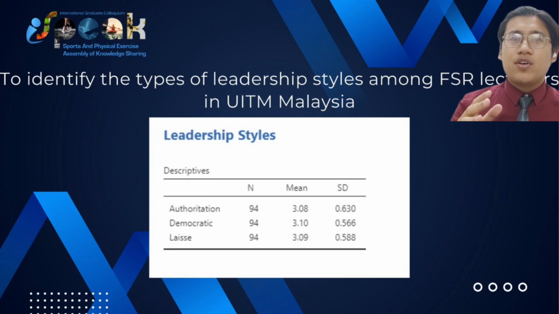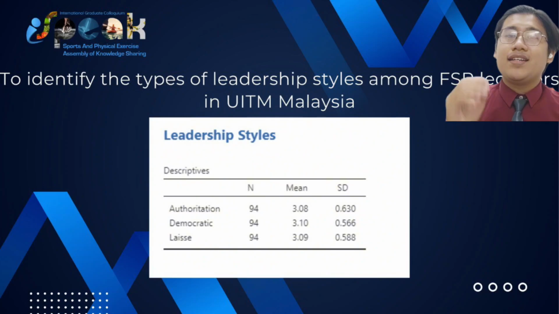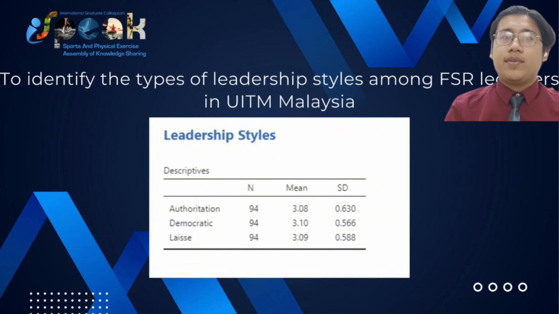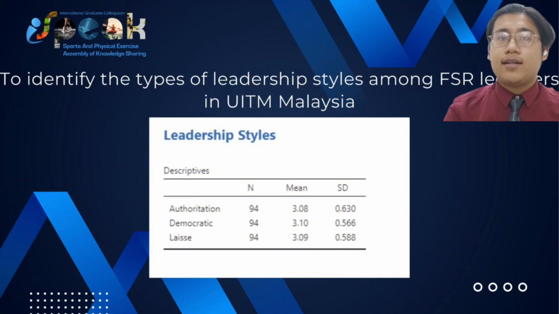The mean scores are quite close. Authoritarian has 3.08, democratic has 3.10, and laissez-faire is 3.09. This suggests that the participants view these leadership styles as similar in effectiveness. The standard deviations are also quite similar, indicating consistent responses across participants for each style.